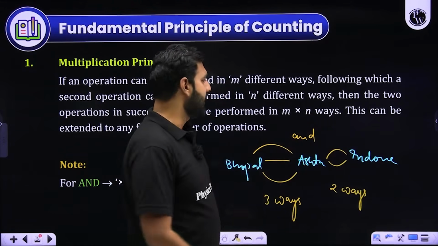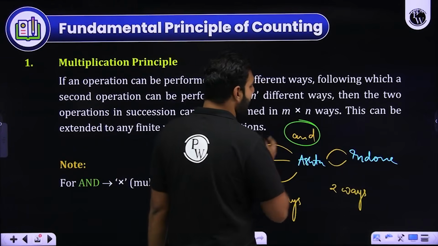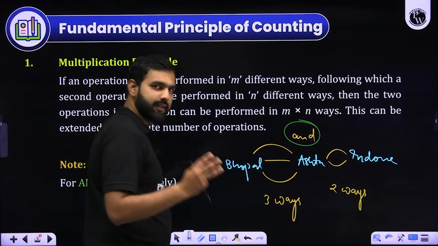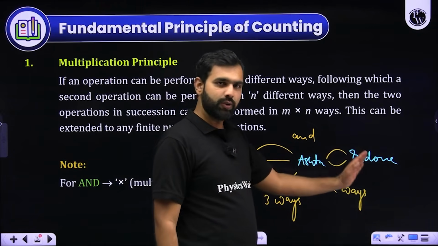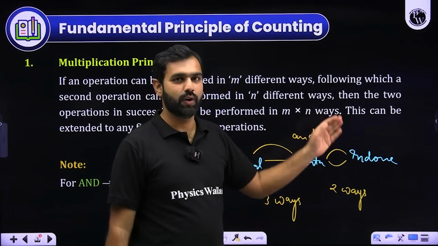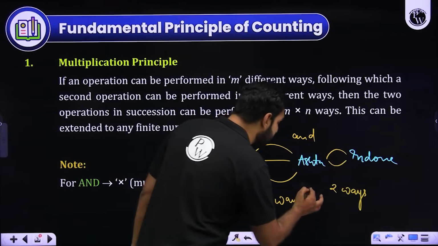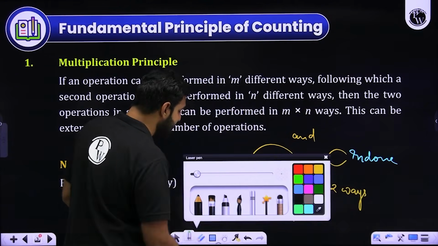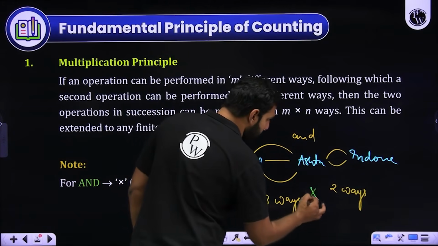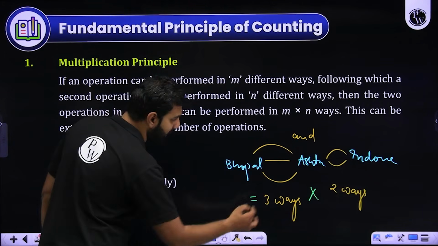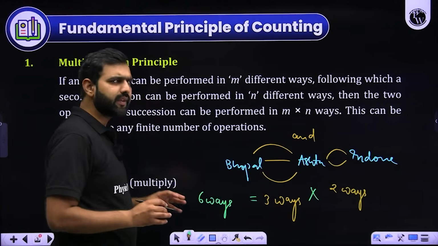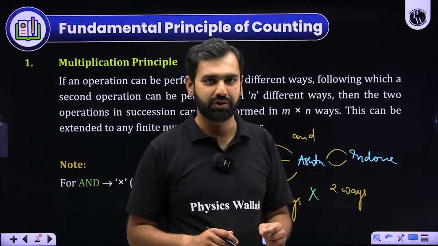In very simple language, if I'm using the conjunction 'and', I'll use the multiplication sign. From Bhopal to Asta there are 3 ways, from Asta to Indore there are 2 ways, so the total number of ways from Bhopal to Indore will be 3 into 2, that is 6 ways. Did you understand this, students? So from Bhopal to Indore, the total number of ways is 6. Did you understand this principle of multiplication?